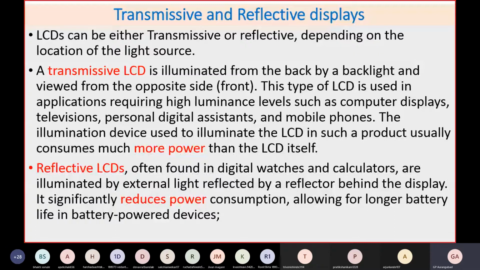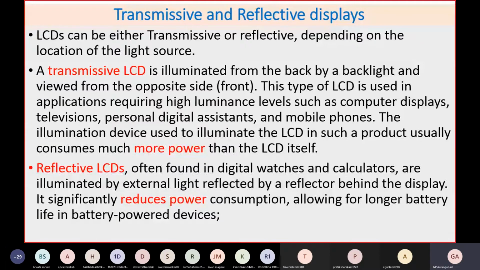When you say transmissive LCD type display, it is illuminated from the back by a backlight and viewed from the opposite side. That means at the back side there is a light source, and from the front side you have to view the things.